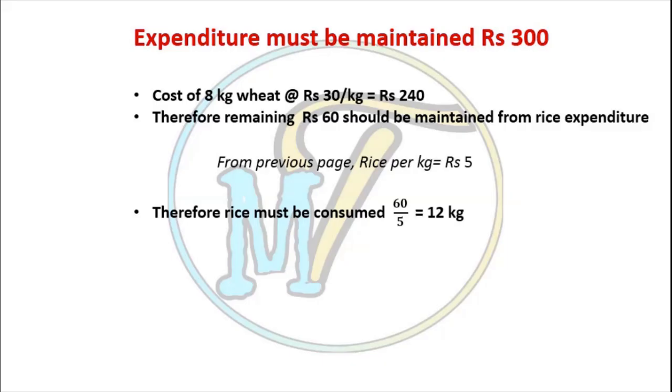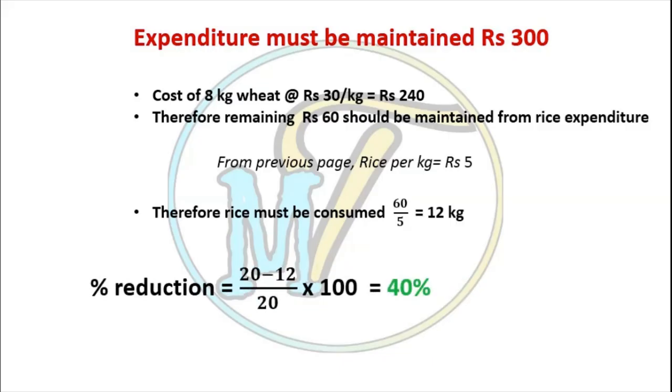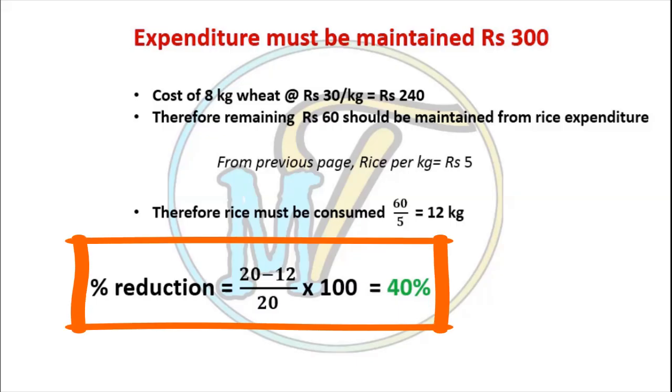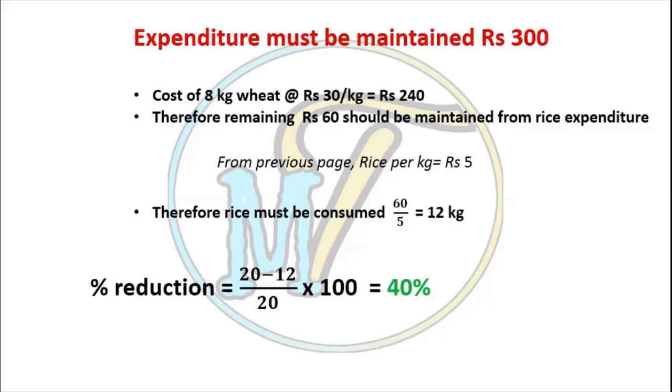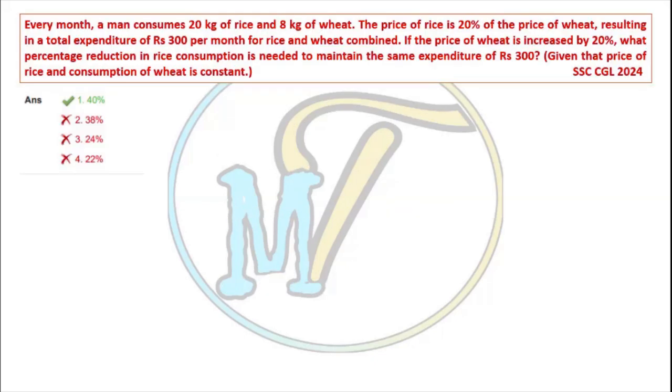The question asks for the percentage reduction. To find this, we take the amount reduced, divided by the original amount, and multiply by 100. He dropped from 20 kilograms to 12 kilograms, which is a reduction of 8 kilograms. Let's plug that into the formula. 8 divided by 20 times 100, which is exactly 40%. There we have it. He needs to reduce his rice consumption by 40%. Looking back at our options on the first slide, option 1 is the correct answer.